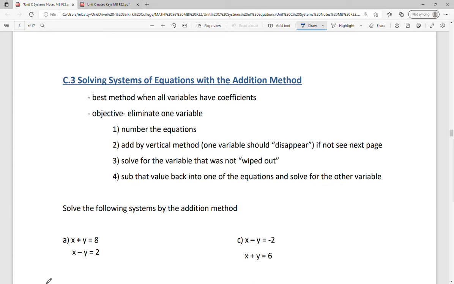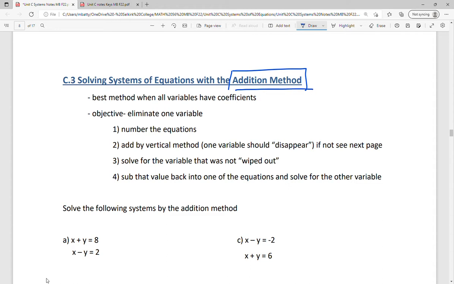So we've got a second way of dealing with systems. I was going to say a second system of dealing with systems, but you know what I mean. A second approach that is algebraic, that we're going to deal with these systems to solve them. And so this one is the addition method.